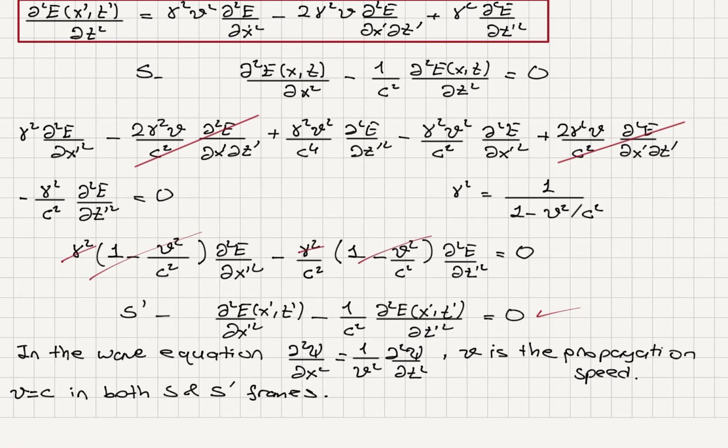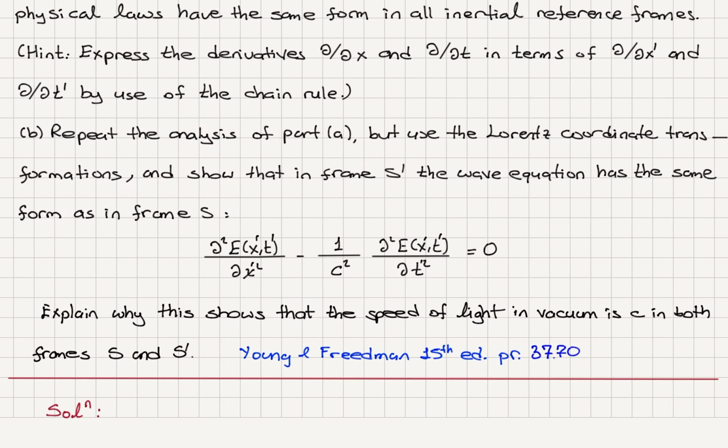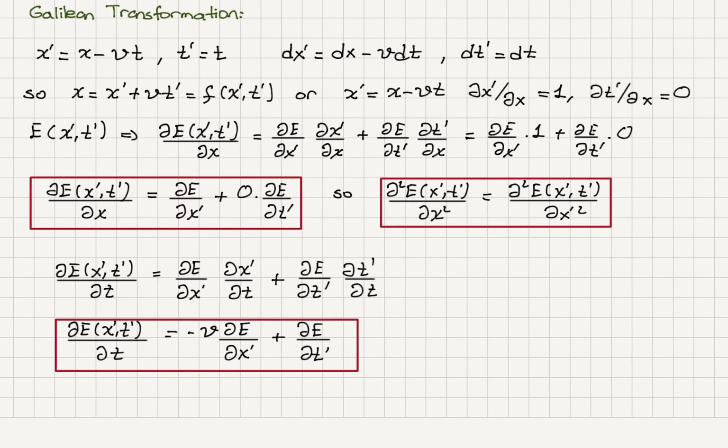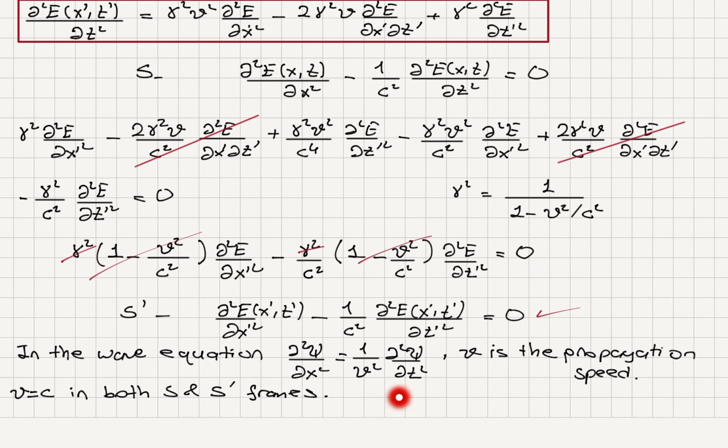So the conclusion is that the speed of light in vacuum is c in both reference frames, because that's the propagation speed that comes about in the wave equation, and it's the same wave equation, same form of the wave equation. Therefore, the propagation speed is c in both reference frames in vacuum.